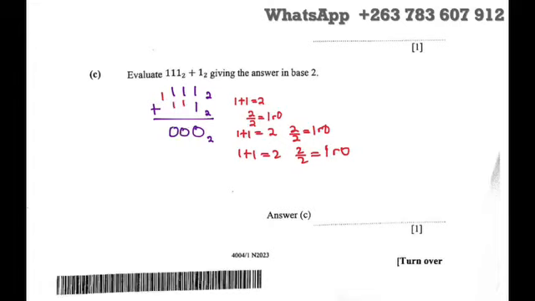Now that we have remained with 1 here, 1 plus 0 is 1. So we have to divide that 1 by the base, which is 2. So 0 remainder 1, we write 1 and carry 0. So my answer becomes 1 0 0 0 base 2. That will be my final answer.